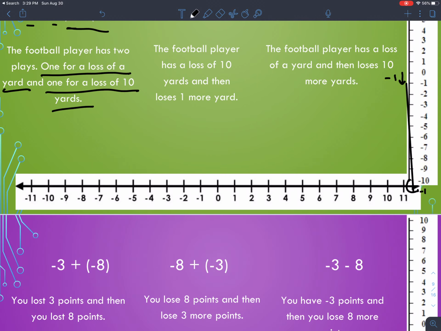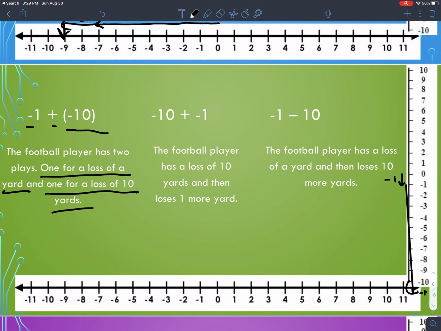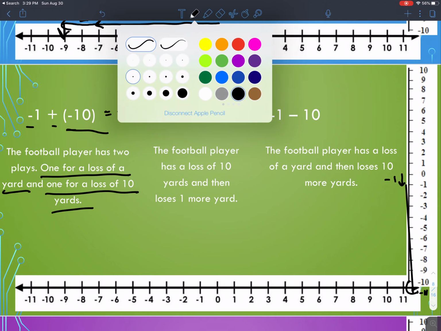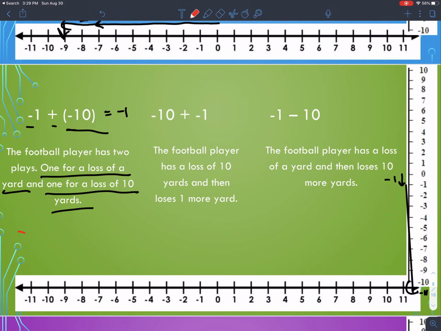Okay, sorry about that. All right, so we end up back down at negative 11. This could also be written as negative 1 and 10 negatives: 1, 2, 3, 4, 5, 6, 7, 8, 9, 10. And then we can count those: 1, 2, 3, 4, 5, 6, 7, 8, 9, 10, 11. We have 11 negatives because there were no positives to cancel that out.